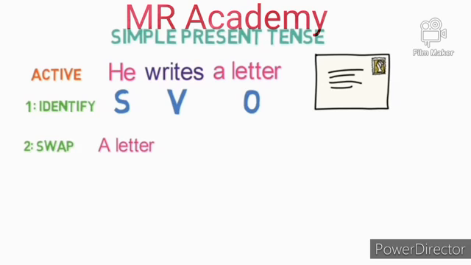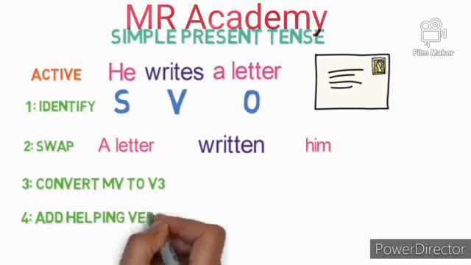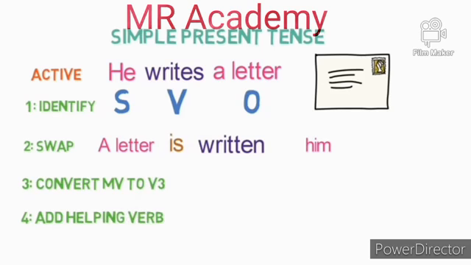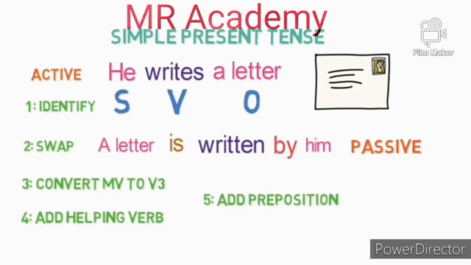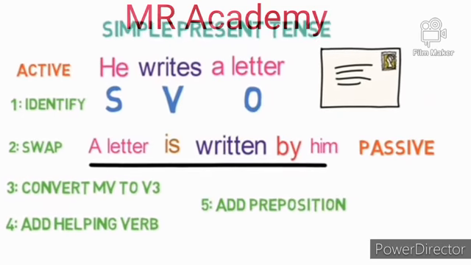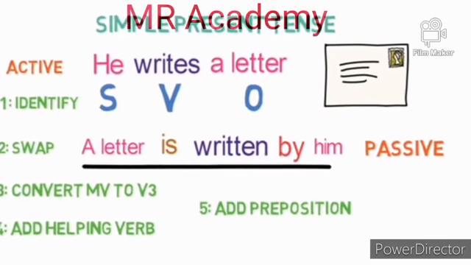See the verb here, writes. Okay, this comes under the first way, that is am or is or are plus V3. Here the subject letter is singular. So we have to use is, right? Now the answer is a letter is written by him. Correct?